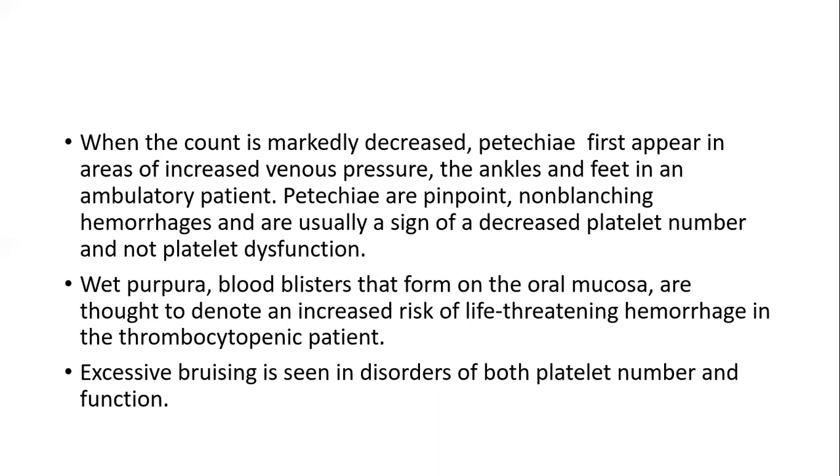Petechiae and bleeding gums. Yes. No, don't make it very complicated. The age of onset is 3 years, pretty early age. So it could be acquired or it could be congenital, inherited. So let's take it to be inherited. Is it a platelet disorder or a coagulopathy disorder?